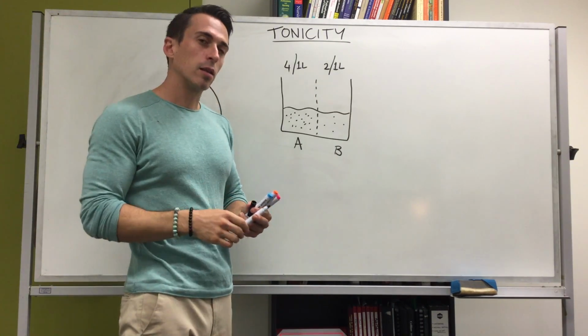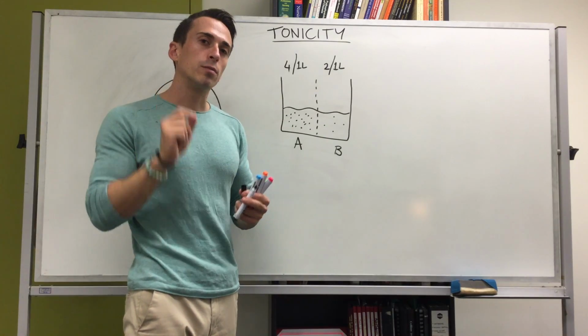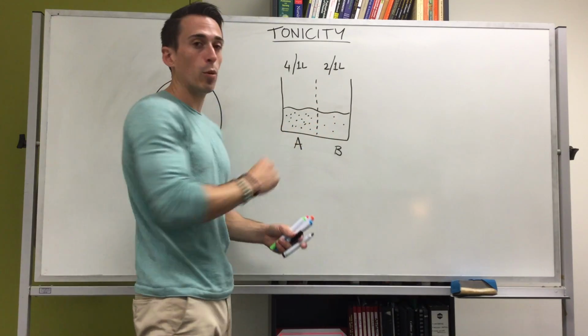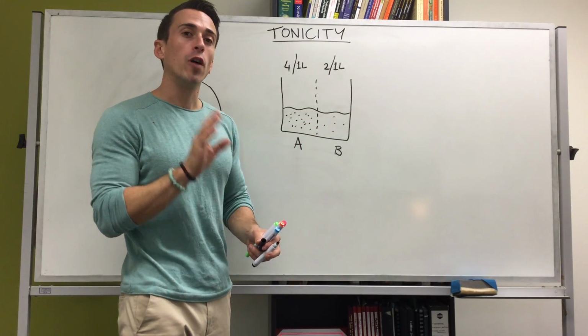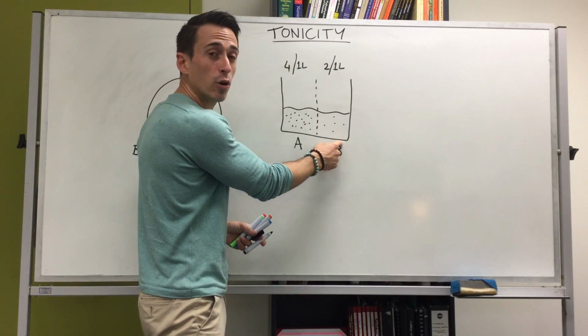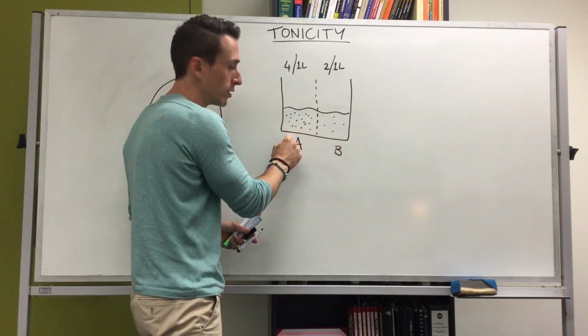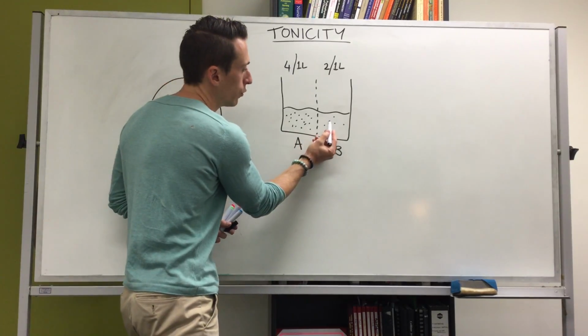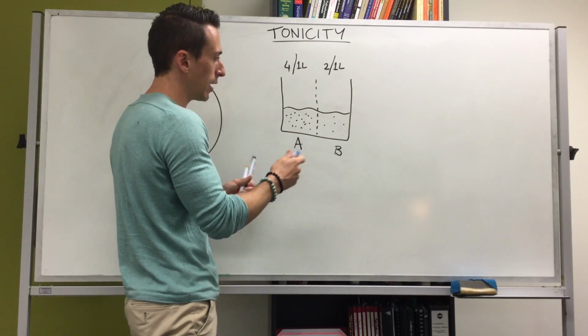The next thing you need to think about is osmosis. Now, osmosis is the movement of water through a semi-permeable membrane from an area of high water concentration, which is this side, to an area of low water concentration, which is this side. And so what's going to happen is the water is going to move from side B across to side A.